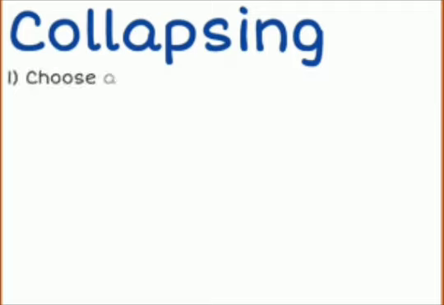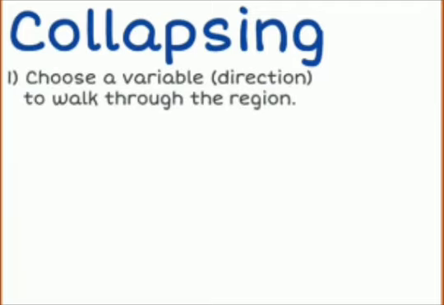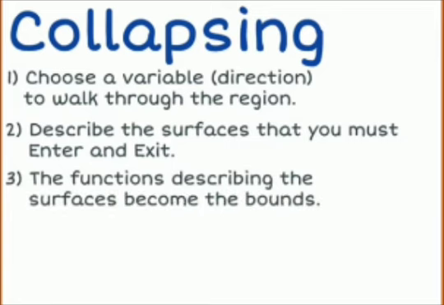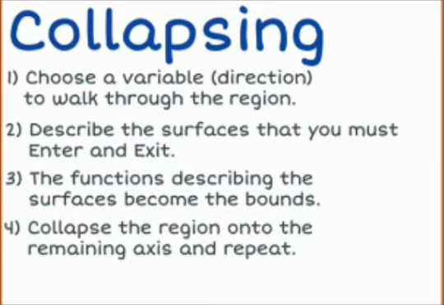To do this, we can use the method of collapsing. In this method, we choose a variable or direction to walk through the region. We then describe the surfaces that we must enter and exit as we move through it. These surfaces are described by functions, and they become the bounds of our integral. Specifically, these bounds will be on the integral associated with our direction of movement. Finally, the region collapses onto the remaining axes so that we can repeat the process for the remaining variables.